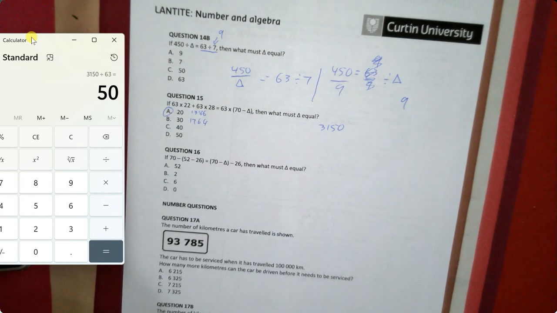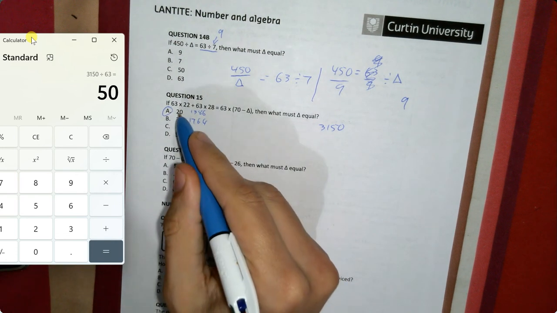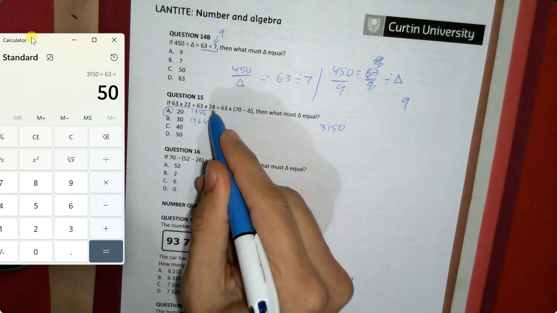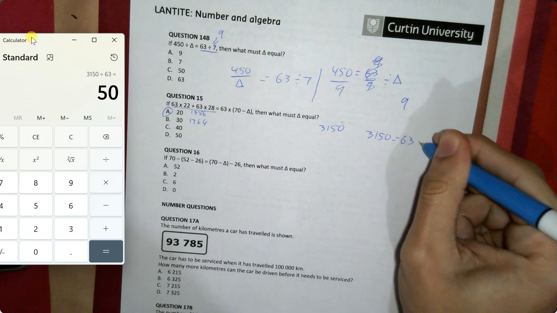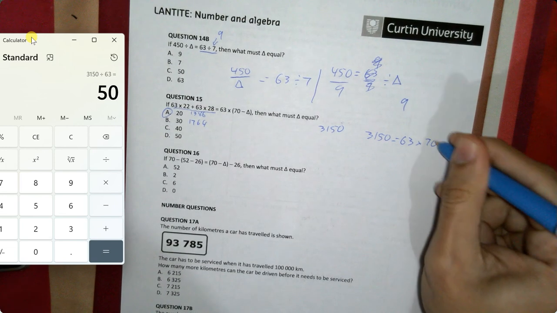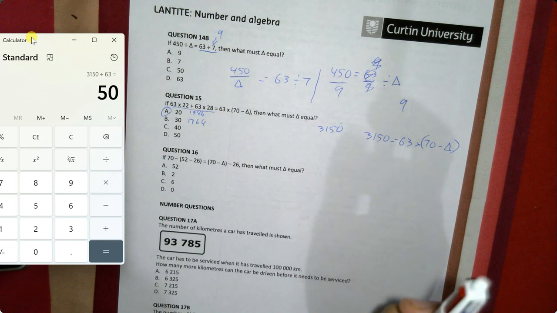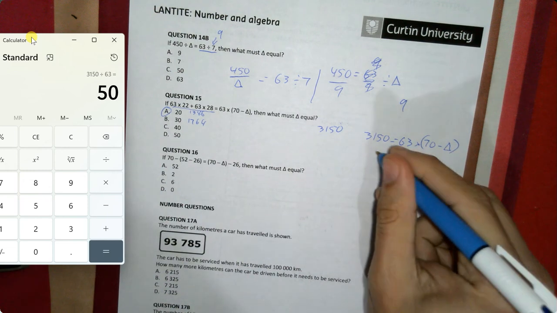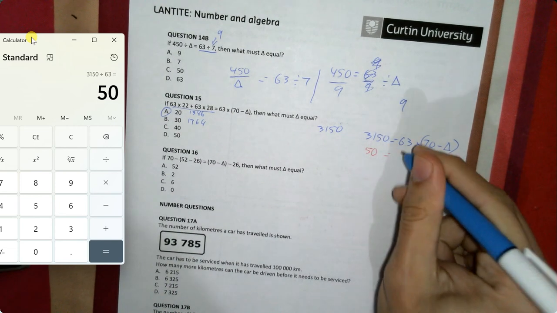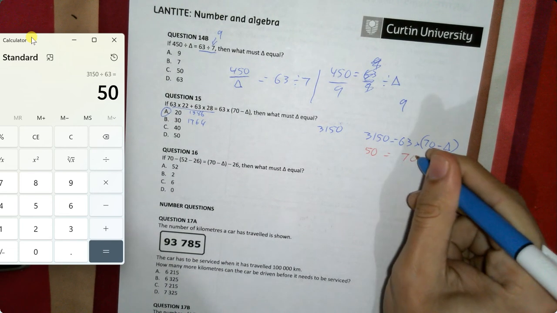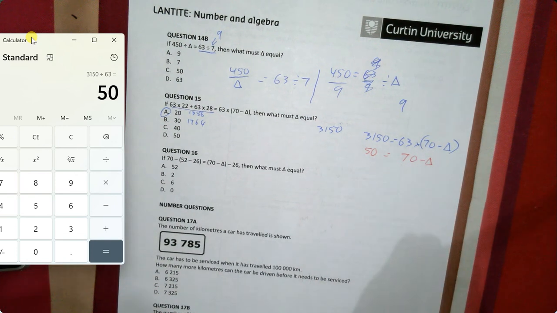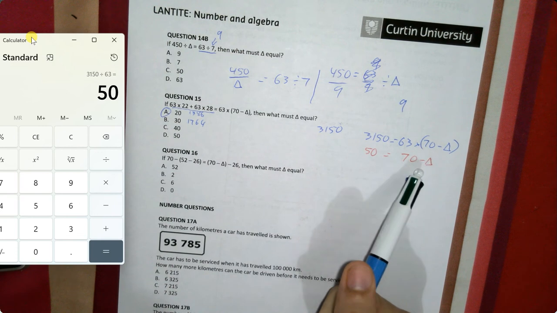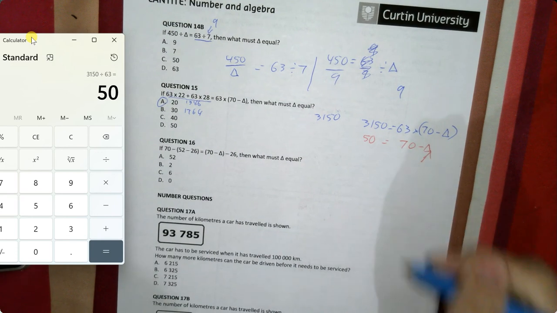Hopefully that one was easy enough. This is going to be much harder than anything you'll get in your test, but really you're just solving that side. I solved that side and I got 3150. So 3150 equals 63 times 70 minus delta, right? When I divide both sides by 63, that ends up getting me 50. So the left hand side equals 50, that 63 disappears, and you just have 70 take delta. And for this to equal 50, this over here has got to be 20. Hopefully you can tell that just by looking at it.